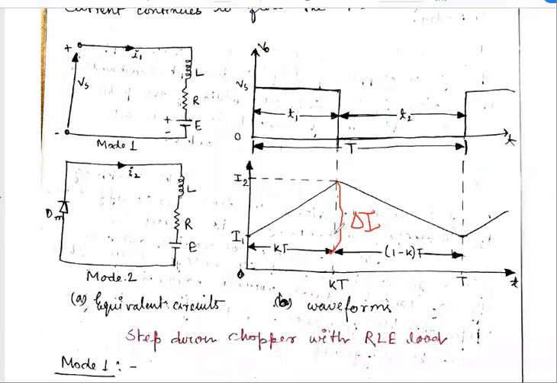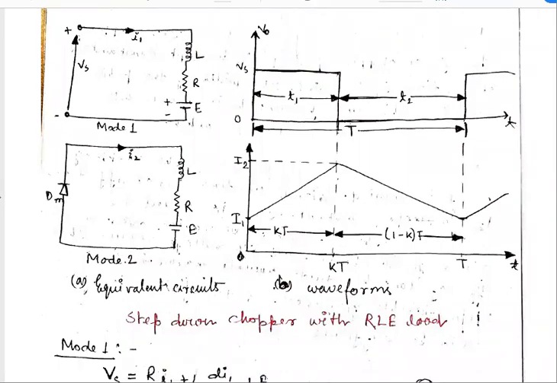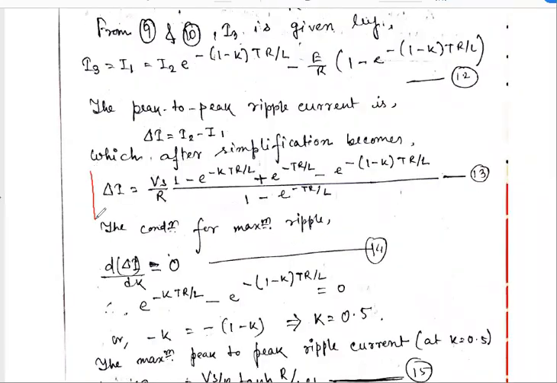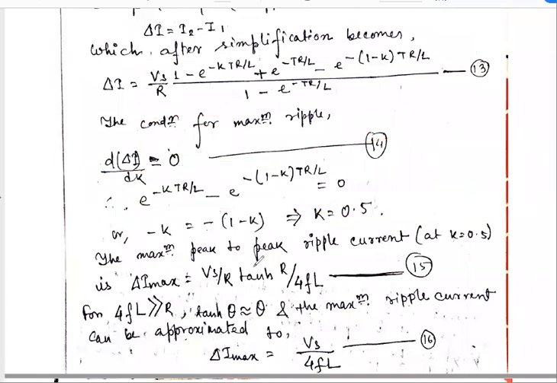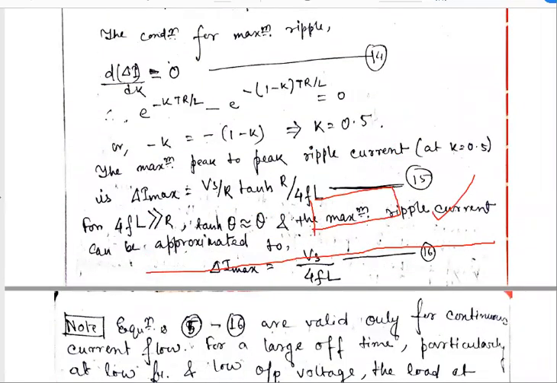This I2 minus I1, which is denoted as del I, is known as the peak to peak ripple current, and it is given by this equation. So what are the maximum conditions? We know that for finding the maximum condition, the derivative must be 0. So here we use d(del I)/dk equals 0, and from here we get the value of the duty cycle as 0.5. So for duty cycle k equals 0.5, we get the maximum value of ripple current. Okay, this is also important for MCQ questions. And these are the derivations.